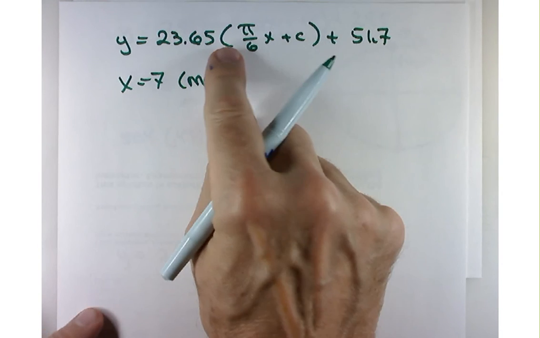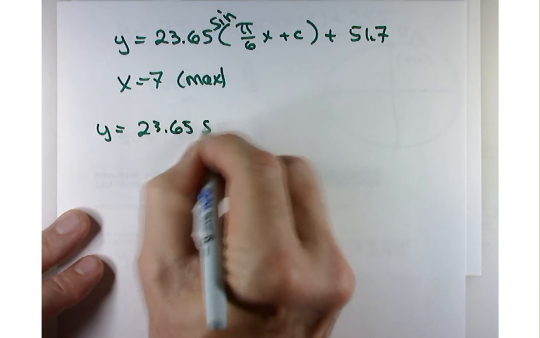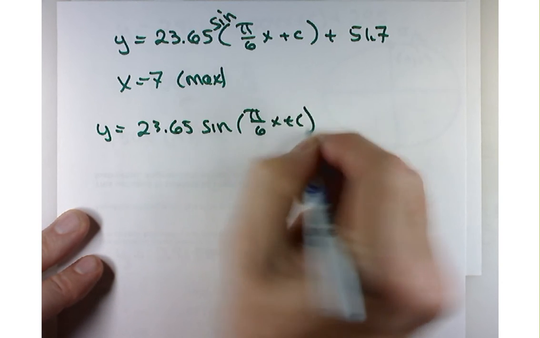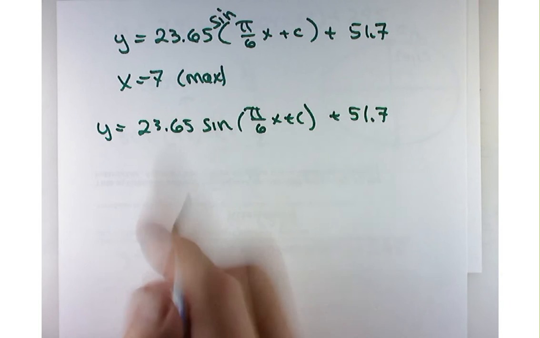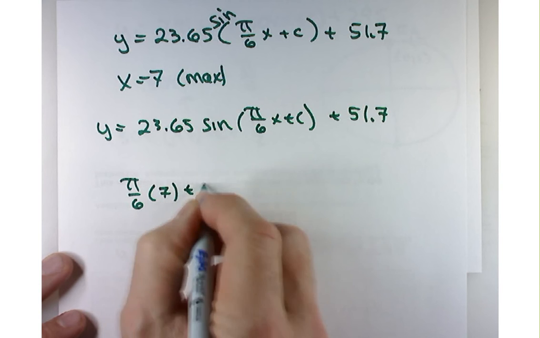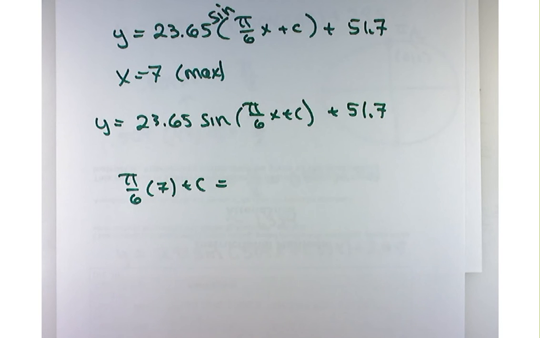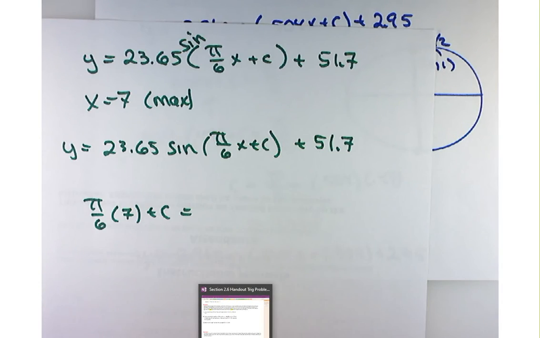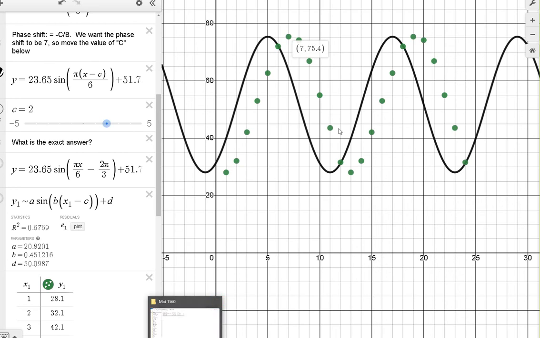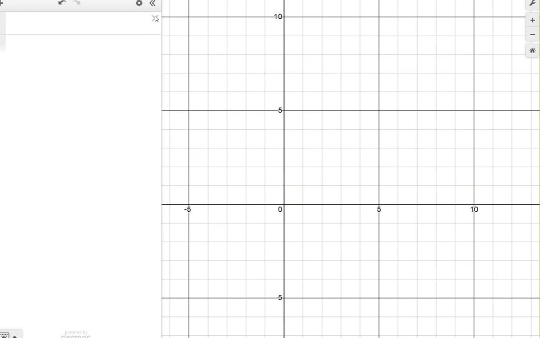Now, this should be a sine here, my bad. y equals 23.65 sine of pi over 6 times x plus c, plus 51.7. So the maximum of this function is going to be when x equals 7: pi over 6 times 7 plus c. But I know that the sine function has its maximum when you're taking the sine of pi over 2. And we can look back real quick at the graph of a sine function to see that. Let's just shut these down. y equals sine of x.